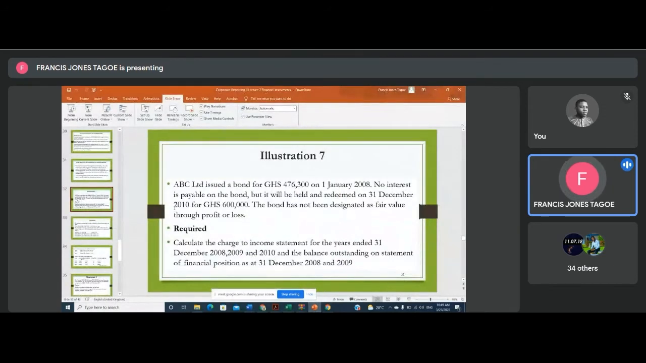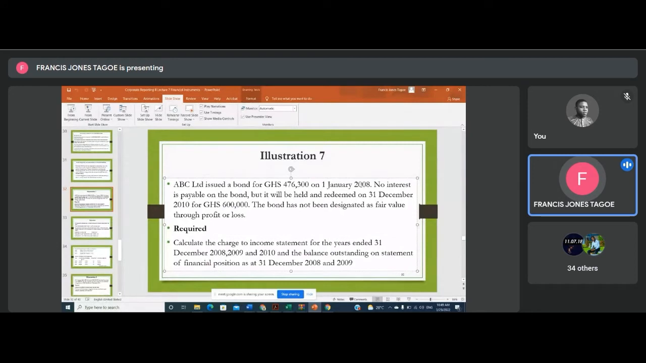Okay, so ABC Limited issued a bond for 476,304 on 3rd January 2008. No interest is payable on the bond, but it will be held and redeemed on 31st December 2010 for 600,000. One of the things you need to appreciate here is that this is the initial amount ABC is seeking to borrow. If ABC issued a bond, it means that people will come and buy and give ABC money. So this is the borrowed amount, and it was on 3rd January 2008. This should prick you about your initial recognition.